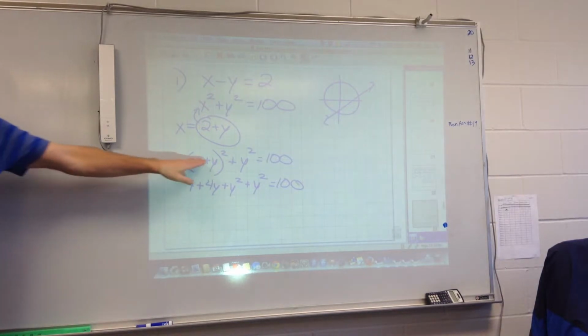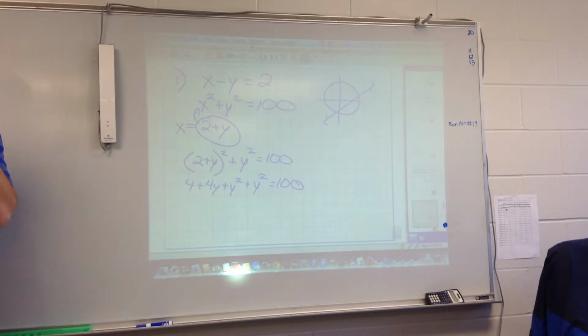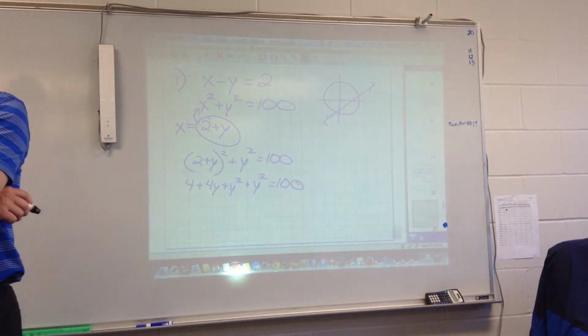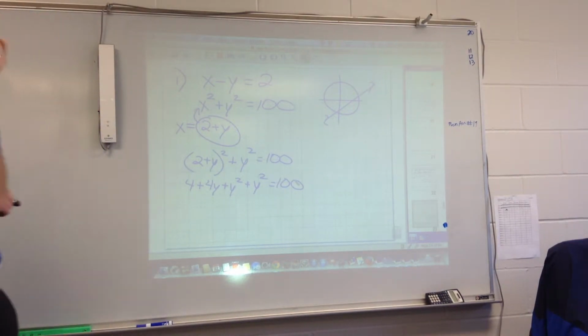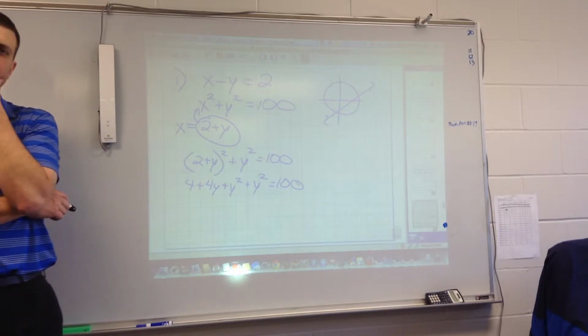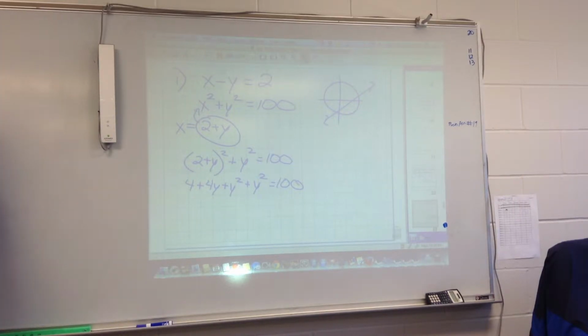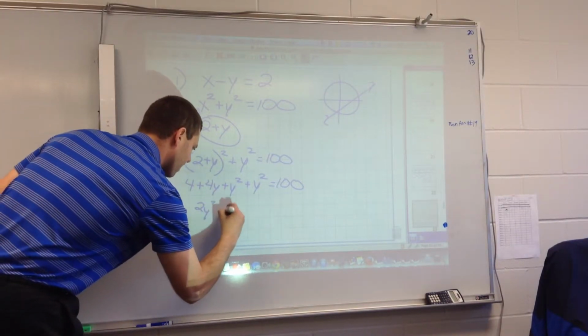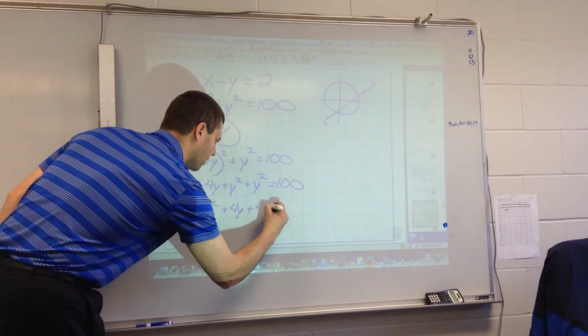Couldn't you just make them both equal to y, and then set them equal to each other? You could, but the problem is with this one, if you try and solve that for y, you'll have two different answers. You'll have y equals a positive square root of something and y equals a negative square root of something. So you're making it extra work. I'd really just get one of the variables by itself and then substitute it in. So 2y squared plus 4y plus 4 equals 100.